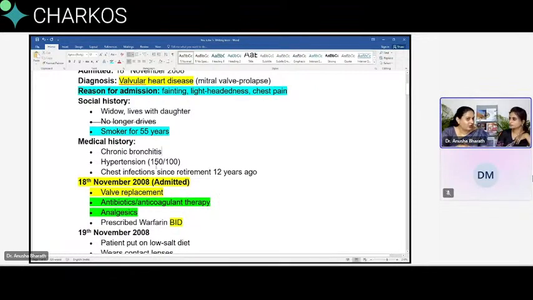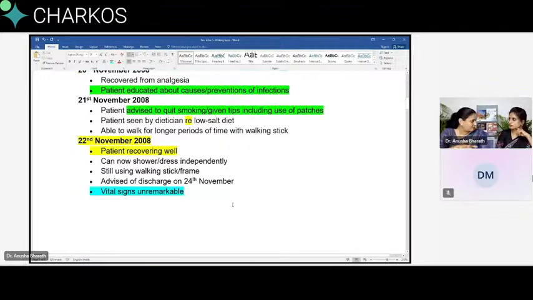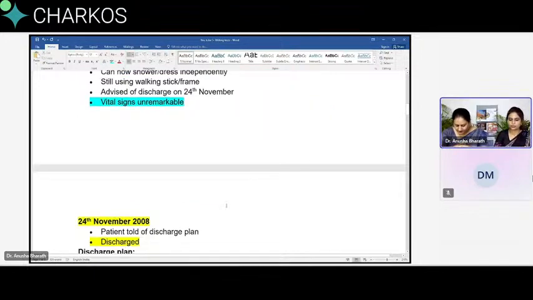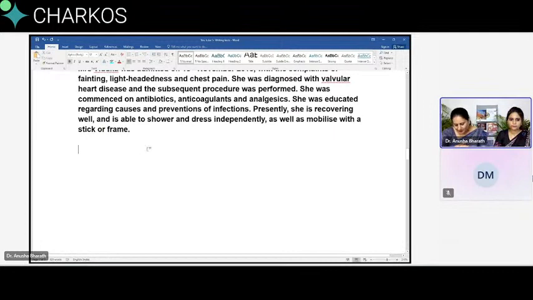So we have to talk about it. We have to mention chronic bronchitis, hypertension, and chest infection since retirement 12 years ago. Yes. And smoker as one of the reasons why she has undergone the surgery as well. And Joshua has also replied past medical history and lifestyle background. Thank you. Yes. You're absolutely right.